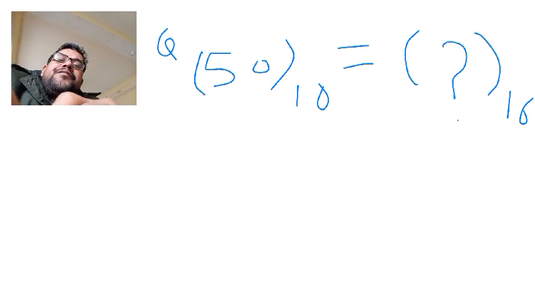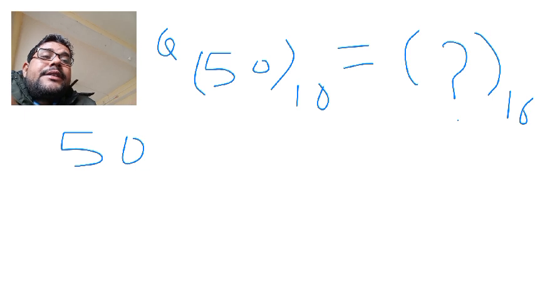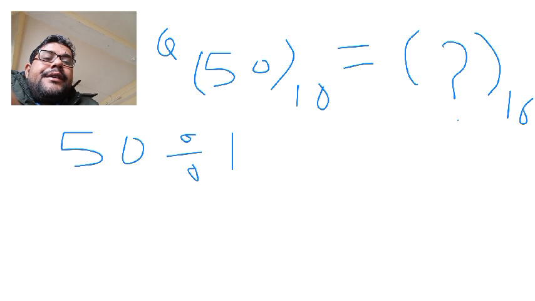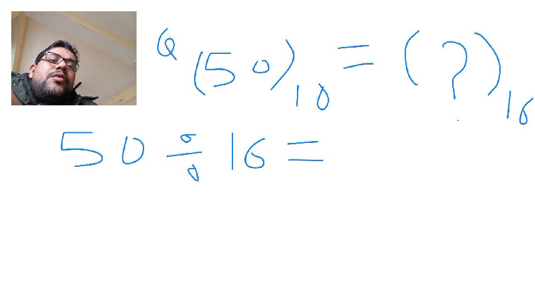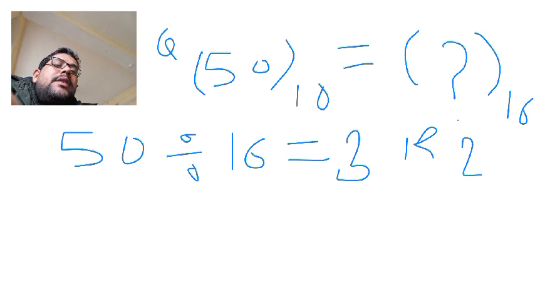How do you convert? First, we divide 50 by 16. 50 divided by 16 equals... it will go 3 times. 16 multiplied by 3 is 48, and the remainder will be 2.